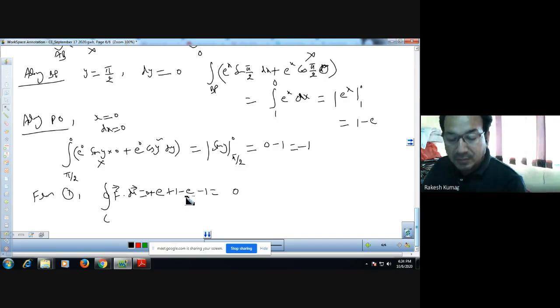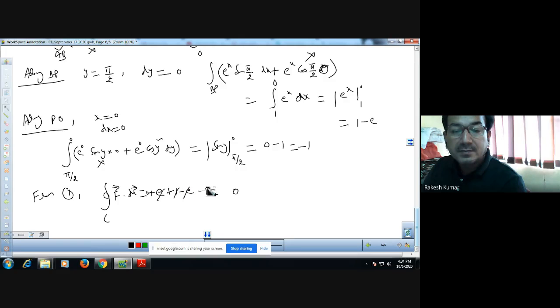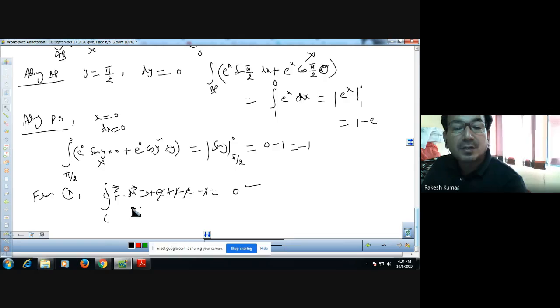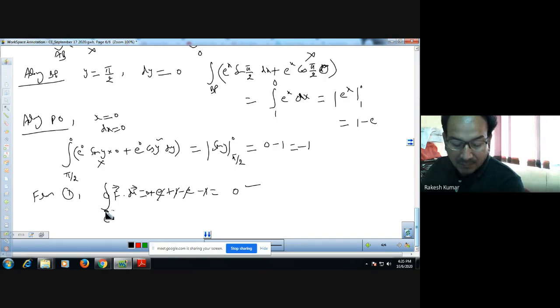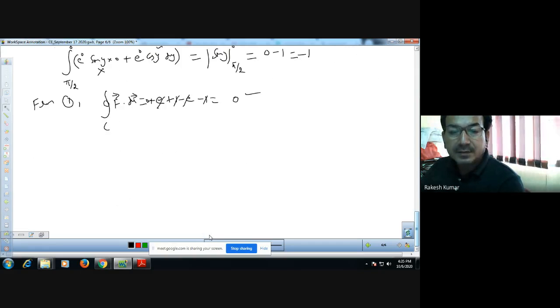Ultimately, all the values vanish, because all the terms cancel each other. So we will have the value 0. So the total circulation of the given vector point function around the curve C is 0. This is the way to find the circulation. This is the total circulation. It is also named the work done term, so this is the procedure to find it.